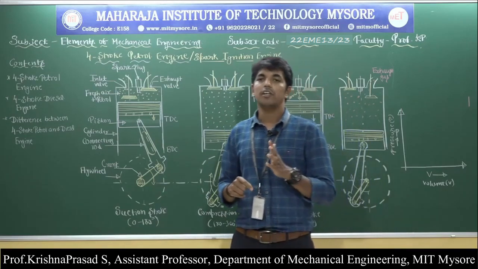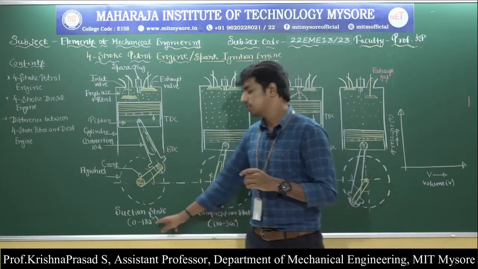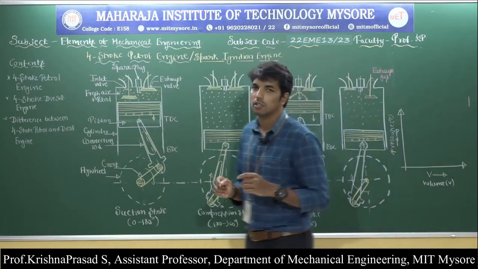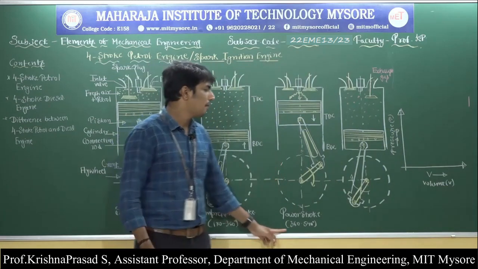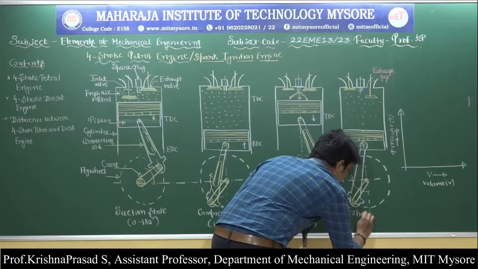And what are the 4 different strokes of the 4-stroke petrol engine? The first is the suction stroke, the second is the compression stroke, the third is the power stroke, and the fourth is the exhaust stroke.